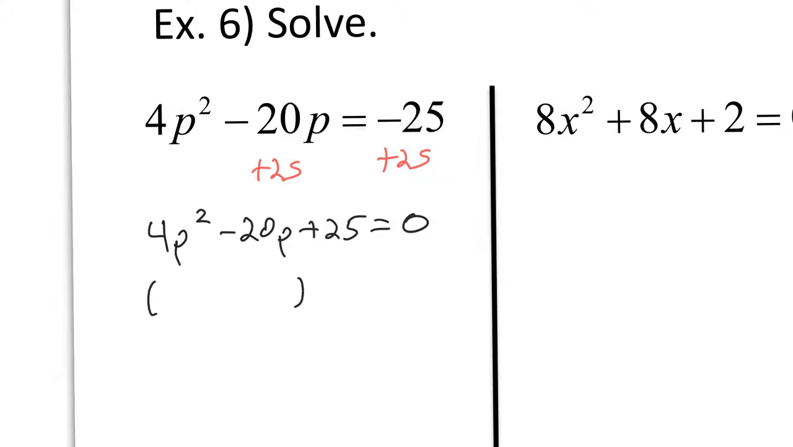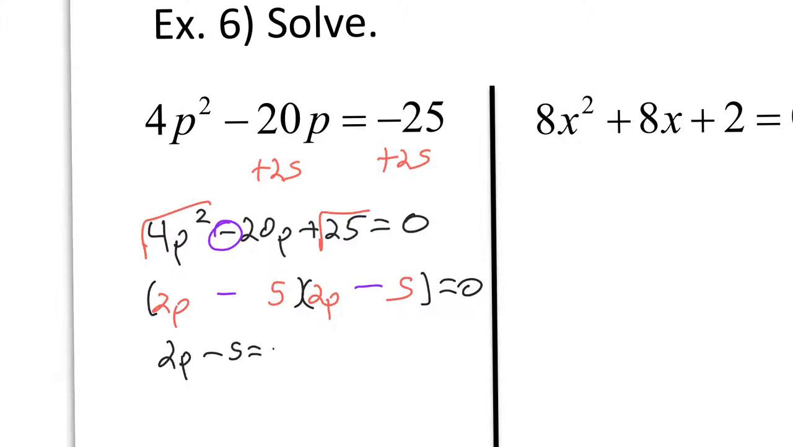So I'm going to have my 2 parentheses here equal to 0. I'm going to take the square root of 4p squared, and that's going to be 2p and a 2p here. I'm going to take the square root of 25, and that's going to be a 5 and a 5. And my middle sign is a minus. So here, since you have those binomials equal to 0, and I know that the 2 binomials are equal, you don't have to do a binomial square. What you can do is set those 2 parentheses equal to 0, and then you solve a regular equation. So you take 2p minus 5 equal to 0, and 2p minus 5 equal to 0, which is the second binomial.